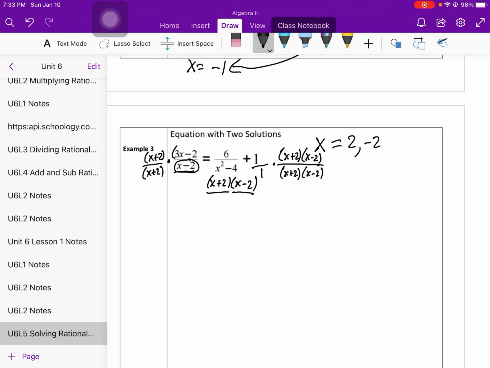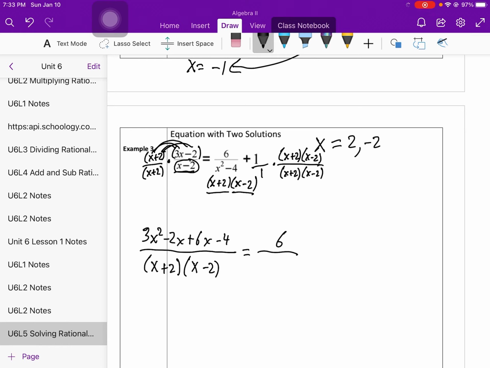So this first one, we're going to have to FOIL. So I'm going to do that first. X times x is 3x squared. X times -2 is minus 2x. 2 times 3x is plus 6x. And then 2 times -2 is minus 4. All over, you can just leave the bottom the same because we're going to get rid of the denominator. We just want to make sure we have a common denominator for everything.